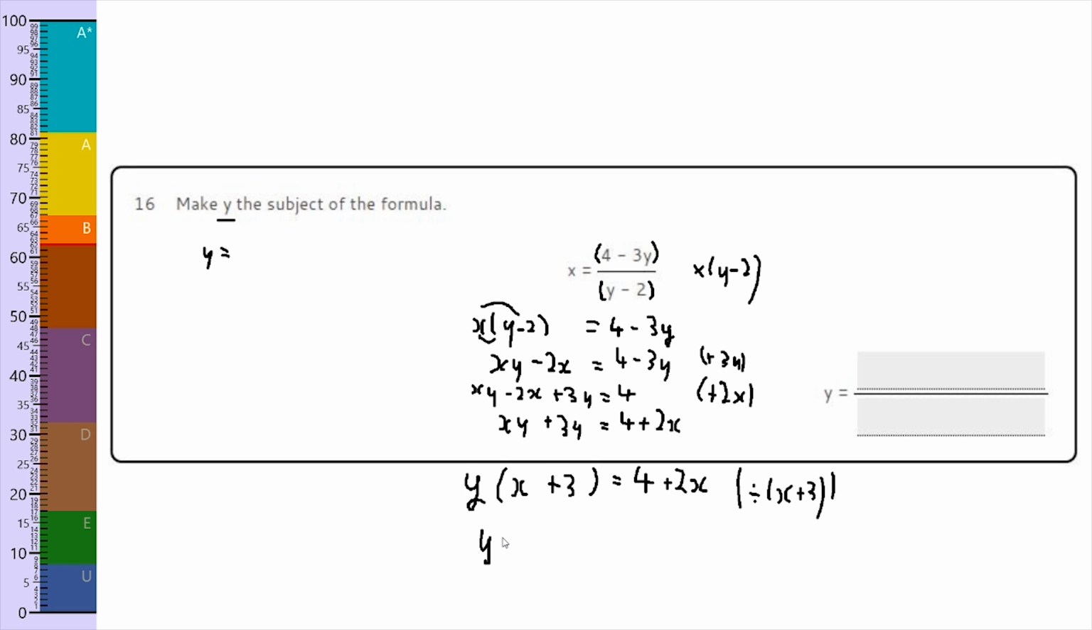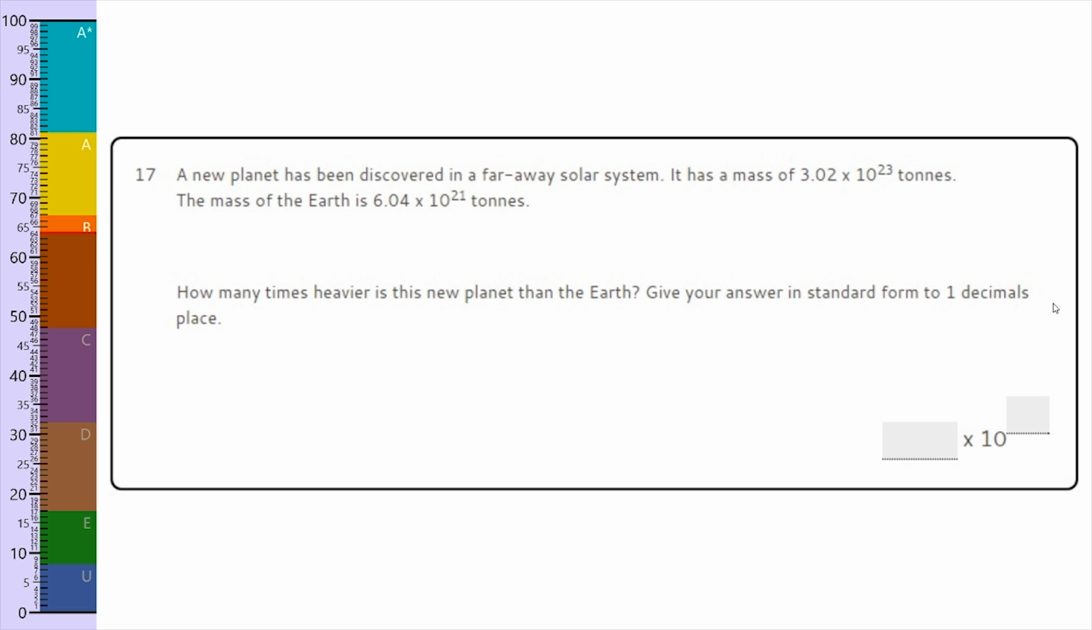So we're going to end up with y on this side, 4 plus 2x divided by the x plus 3. So y equals 4 plus 2x, it doesn't matter which way around the 4 and the 2x go, over x plus 3, or 3 plus x, it doesn't matter which way around. Okay, so question 17, pause the video now and have a go.